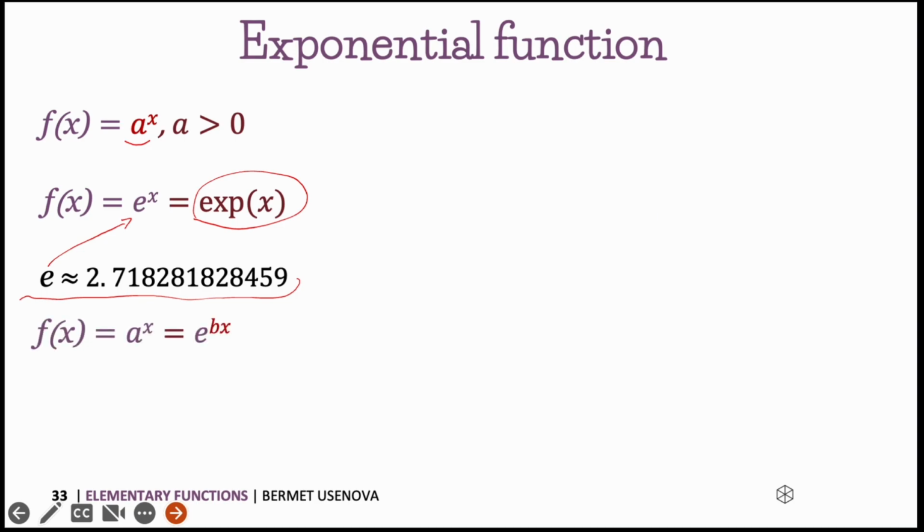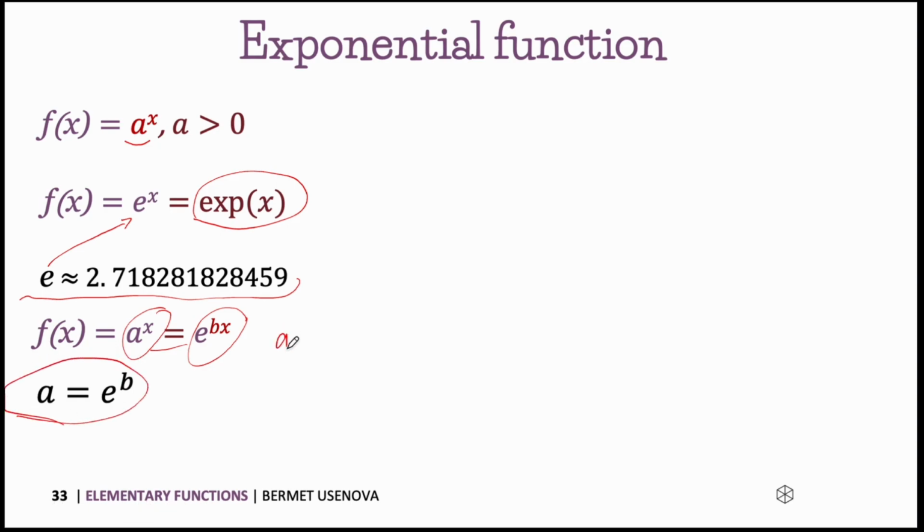Every exponential function can be represented by the natural exponential function, where the a can be replaced with e to the power of b. So this is true for all a larger than 1 and b larger than 0. In a special case, if a is between 0 and 1, b should be negative. For this reason, whenever we refer to the exponential function, we almost always mean the natural exponential function, because every exponential function can also be replaced by the natural exponential function.